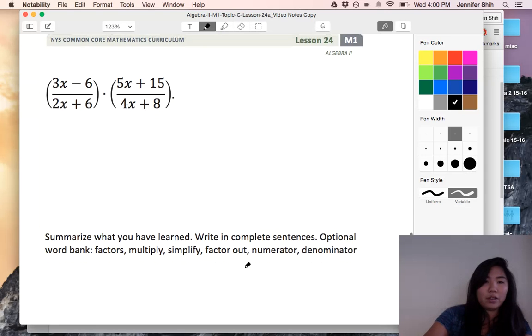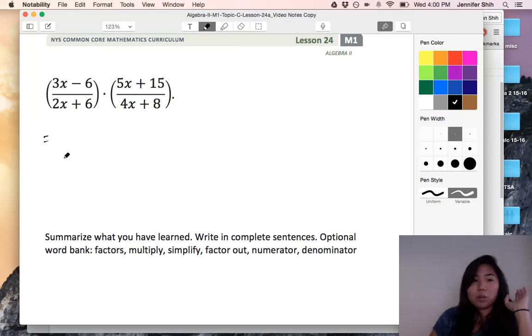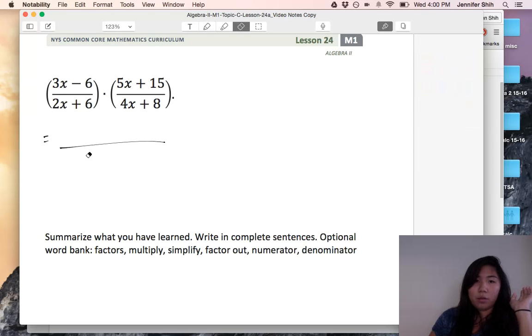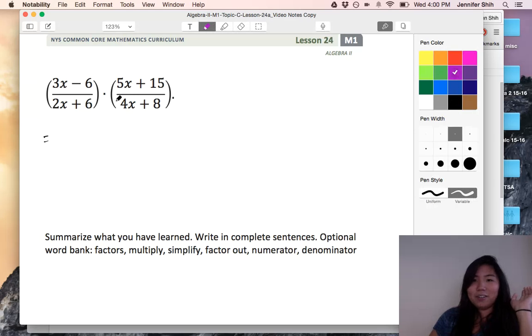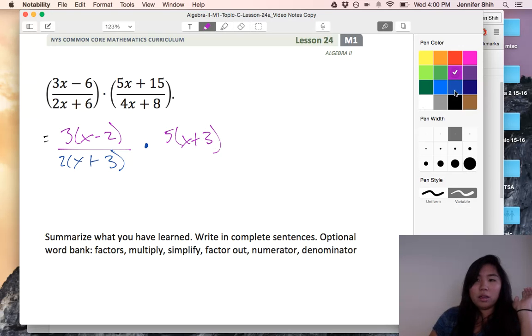Let's try another example. This time, I'll factor first. So let's do the same thing. 3x minus 2 over 2x plus 3 times, I'm going to take out a 5 here, x plus 3, over, I'm going to take out a 4 in this denominator, x plus 2.